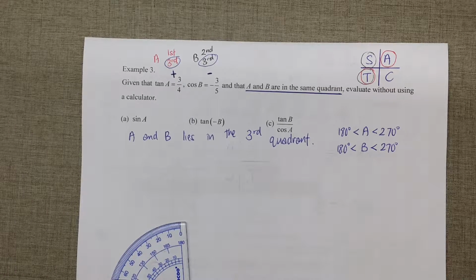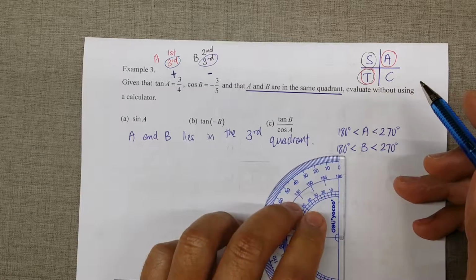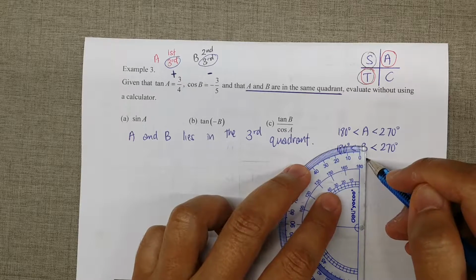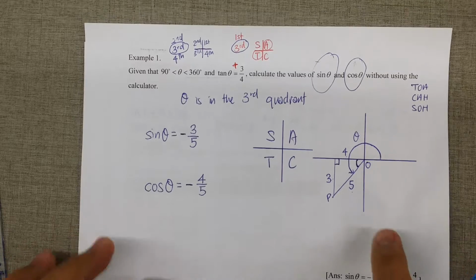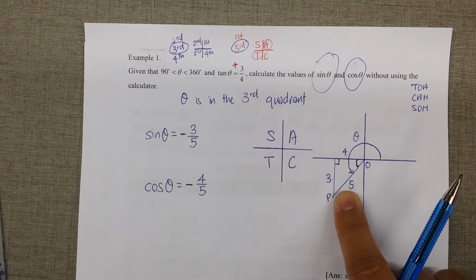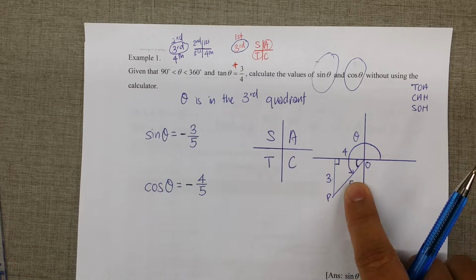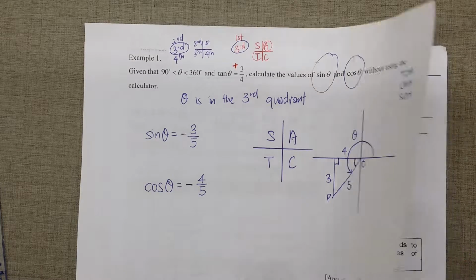They asked me for sine A. How to do sine A? I only have tangent A, so this guides me to draw diagrams. Recall in the previous question I drew a diagram, right? Can you recall? I drew this diagram. Third quadrant, so I draw this diagram. Theta is in the third quadrant, so I'll draw a similar diagram.